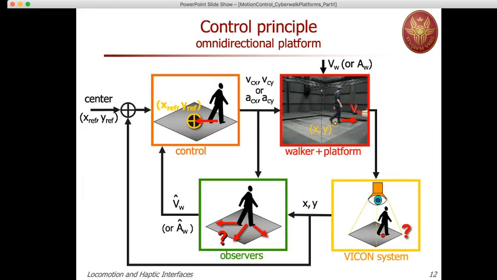So the control principle is the same, but now pay attention to a small variation here. So we have the walker and platform being localized at some point XY by the Vicon system. So the actual position is measured, not the orientation at this stage. So not the orientation of the head is measured. But in fact, this has nothing to do with the orientation of the walker or the fact that the walker is changing direction. Indeed, there could be some correlation, but I could walk in one direction.